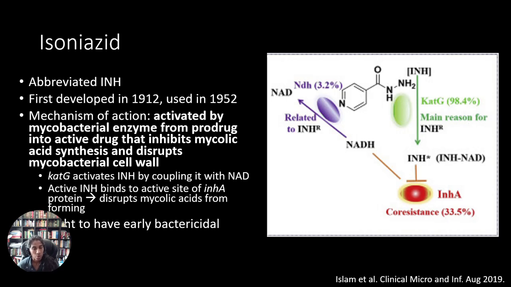The prodrug requires two mycobacterial enzymes, CAT-G, which activates INH by coupling it with NAD, and this active INH then binds to its active binding site, the INH-A protein, which then disrupts mycolic acids from forming. Isoniazid is thought to have early bactericidal activity.